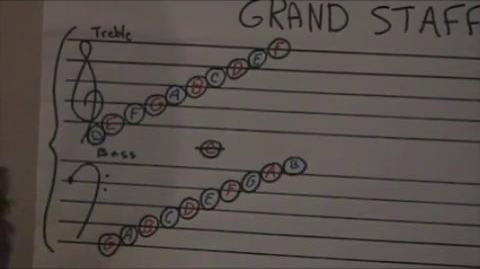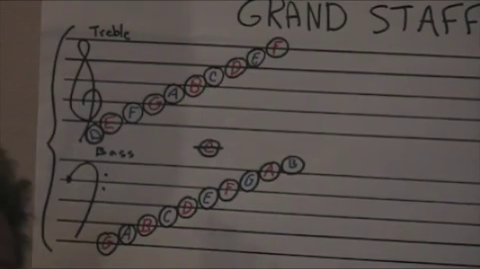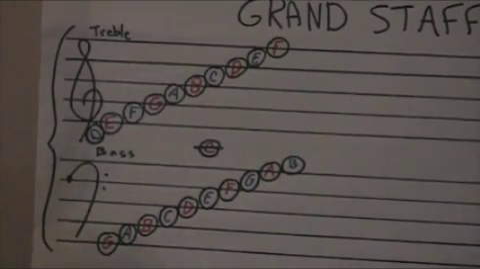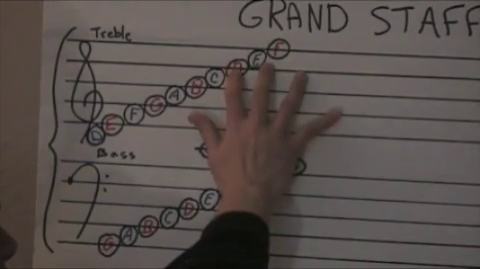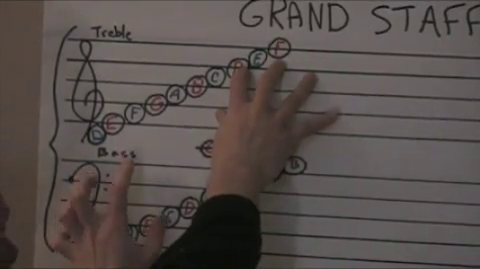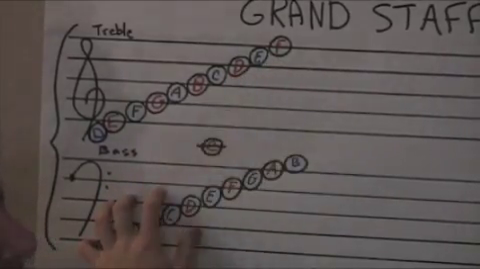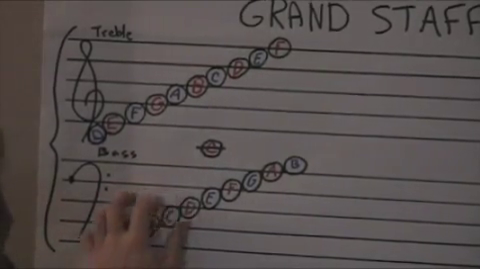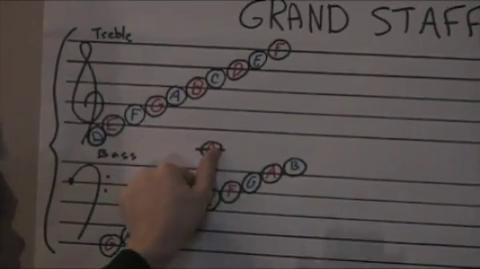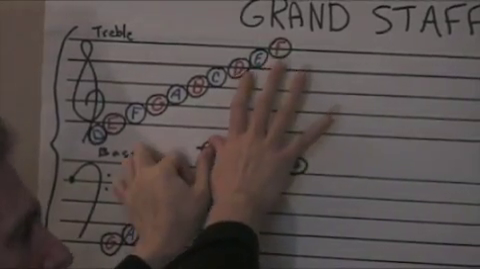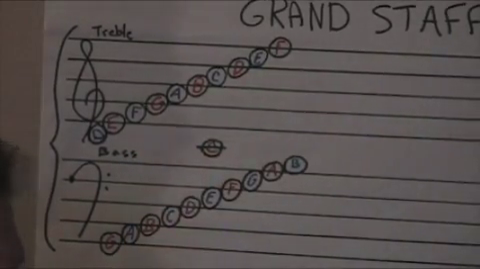One more thing to note about the grand staff is that this is what a piano player reads, because their right hand is reading the notes on the treble clef, and their left hand is reading the notes on the bass clef. And that's why wherever C is written, this is really where their hands meet, is at middle C, which is on the piano.